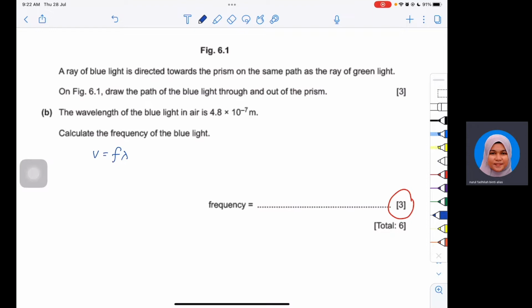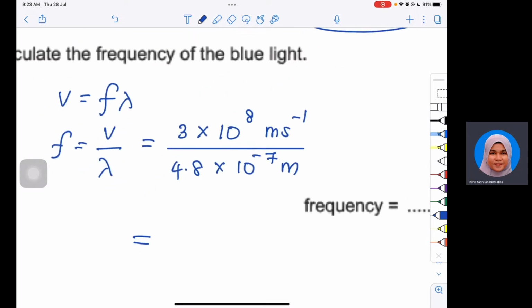V equals f lambda. What does the question want? Frequency, and how will the formula look? V over wavelength. So what's the V? The V is C. Good. So what is the value of C? 3 times 10 to the power of 8 meters per second divided by that value. That is super easy.